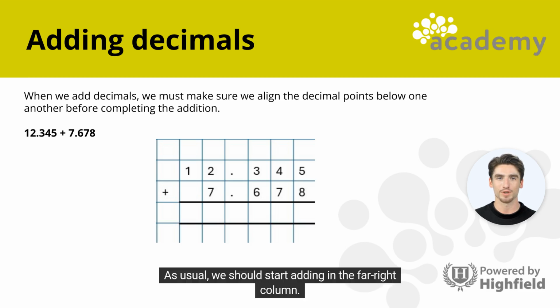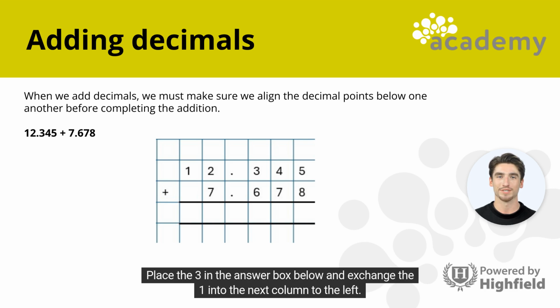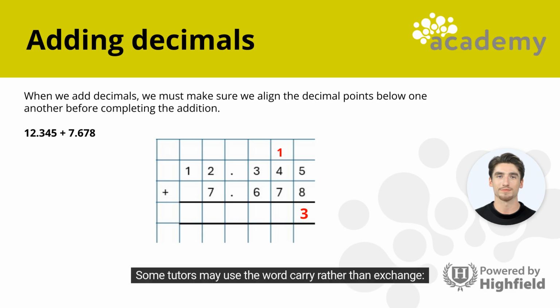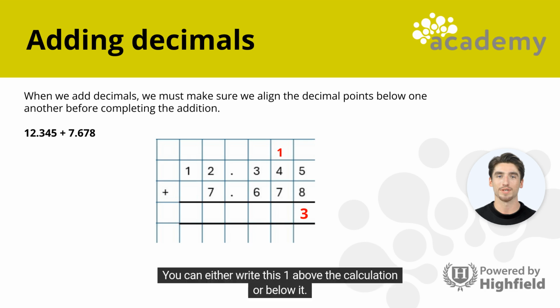As usual, we should start adding in the far right column. 5 plus 8 equals 13. Place the 3 in the answer box below and exchange the 1 into the next column to the left. Some tutors may use the word carry rather than exchange. This means the same thing. You can either write this one above the calculation or below it.